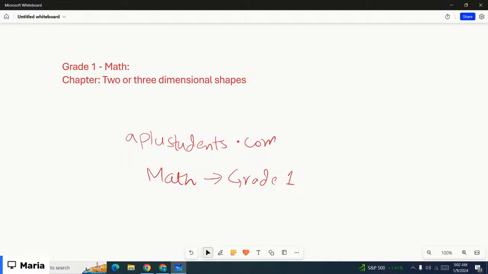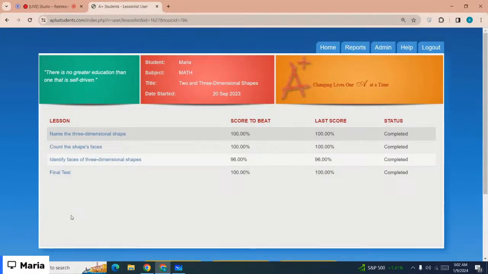There you can find a list of the chapters. We're going to start with chapter 2, 2 and 3-dimensional shapes. Please make sure you have your notebook and pencil so that you can note down the important examples and definitions as well, right? So here I am on grade 1 math. The chapter we're going to start with is 2 and 3-dimensional shapes. Here are the lessons we're going to cover today. Let's start with the first one, that is name the 3-dimensional shapes.